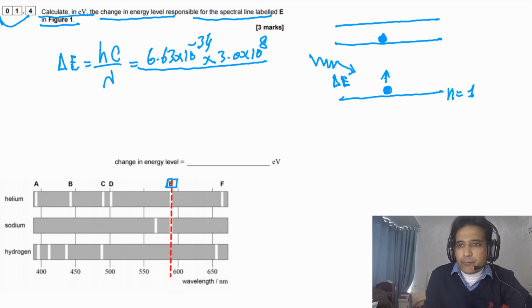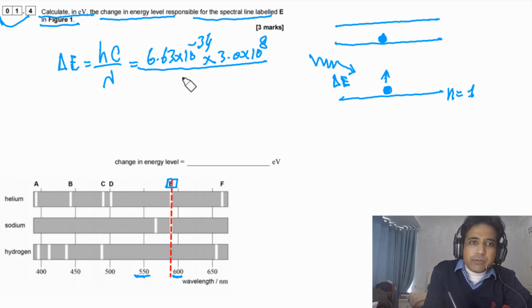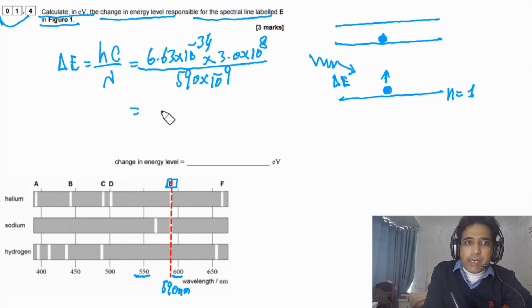Now here we have 550 nanometers, and this is 600. Now if you look at this one, this is about one fifth, meaning this is about 590 nanometers. So we can plug in this number here, 590 nanometers, and if we solve this one, we will get 3.37 times 10 to the minus 19 joules.